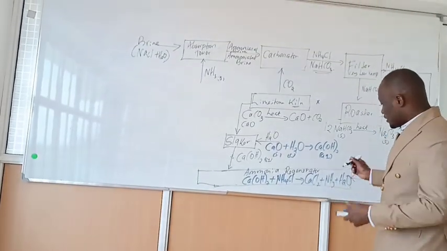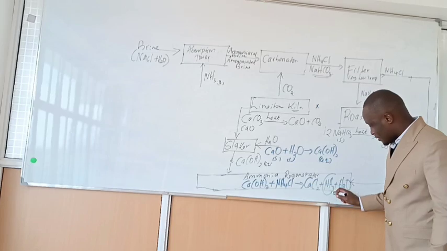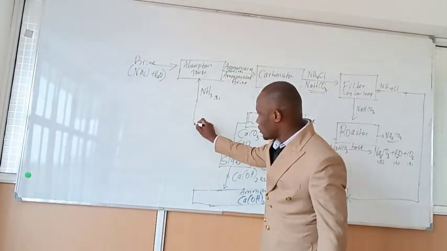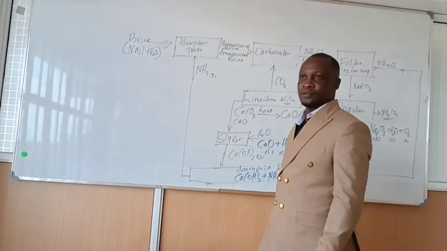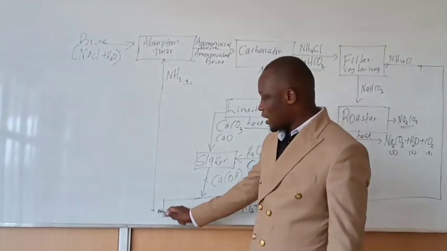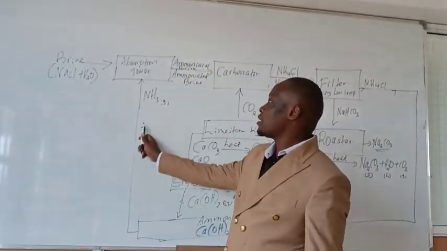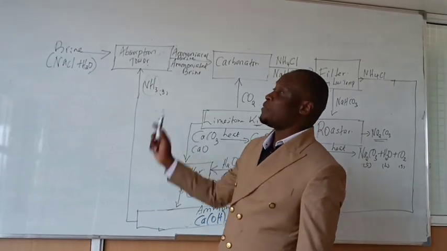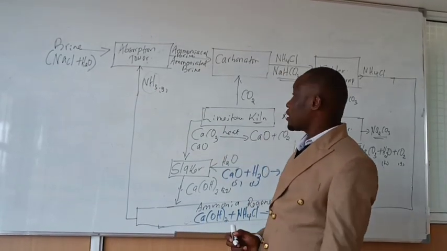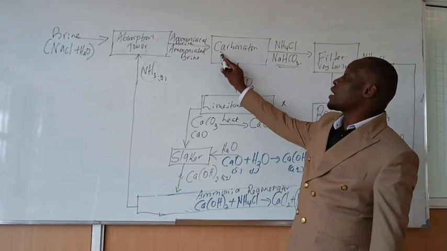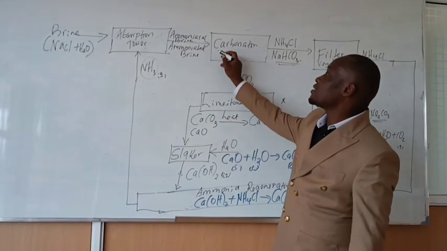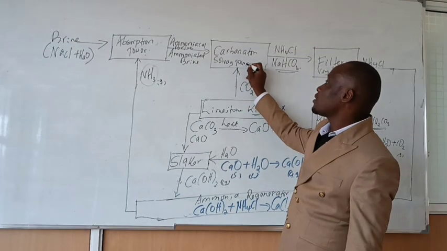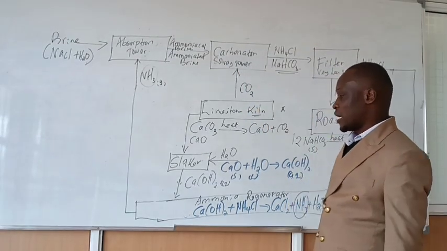Now, this ammonia gas comes here. You see there is an arrow from the ammonia regenerator, and ammonia is coming from the ammonia regenerator back to the absorption tower. Something else I got to mention is that the carbonator is also known as the Solvay tower. So you can call it the carbonator or the Solvay tower.